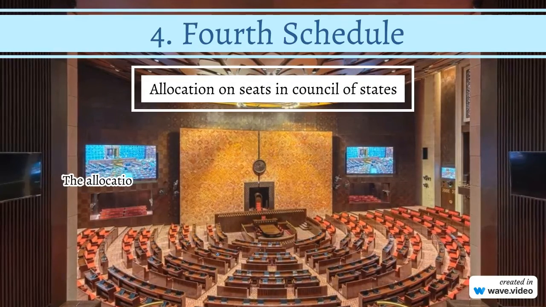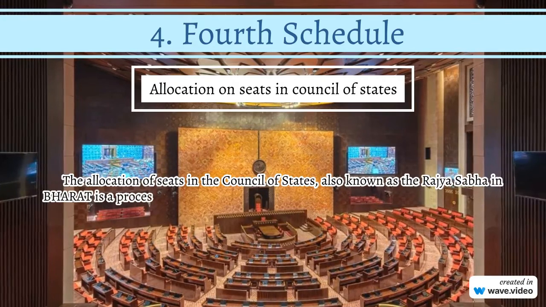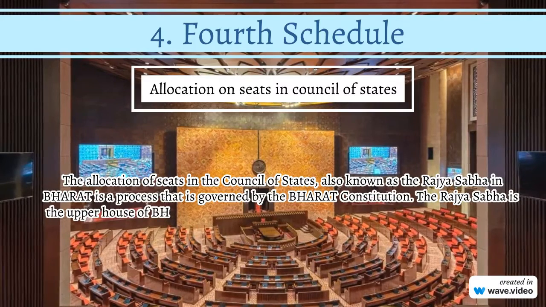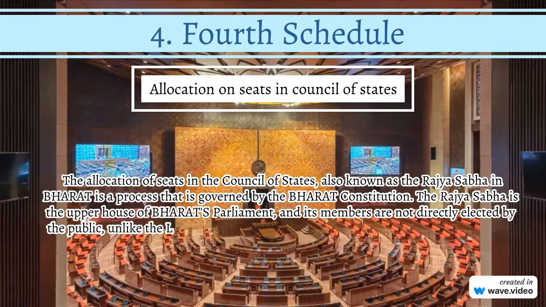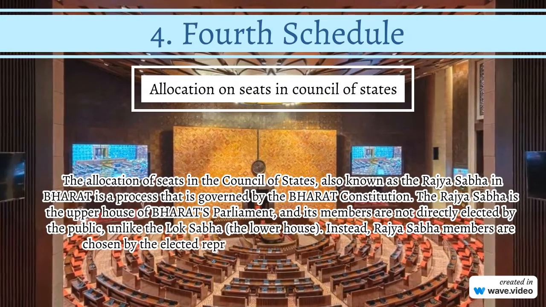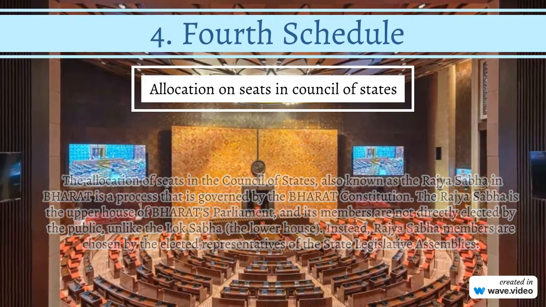Fourth schedule allocates the seats in the Council of States. The allocation of seats in the Council of States, also known as the Rajya Sabha in Bharat, is a process that is governed by the Bharat Constitution. The Rajya Sabha is the upper house of Bharat's parliament, and its members are not directly elected by the public, unlike the Lok Sabha, the lower house.